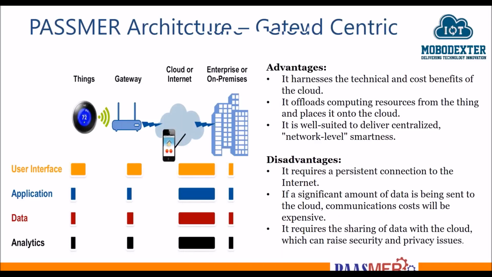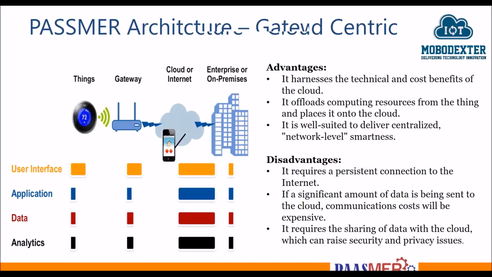With that, I'd like to talk about cloud-centric solutions using Paasmer, and what kind of advantages it can give. If you look at this diagram, you can see different components in an IoT solution. You have things, gateway, cloud, and on-premises. If you look at IoT solutions, you have user interface, application, data, and analytics.